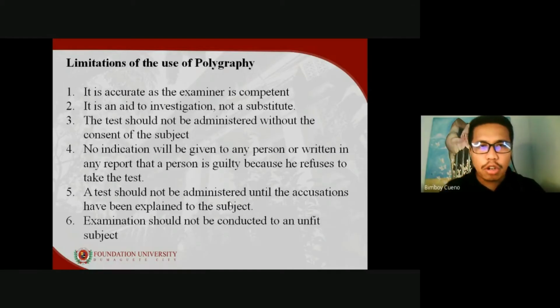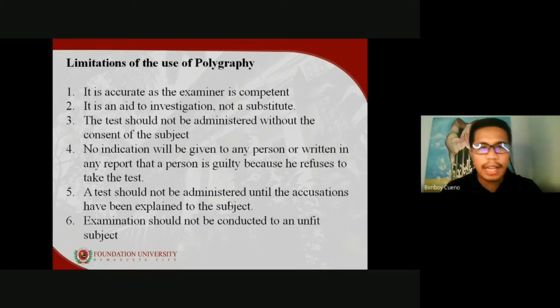Now, here are the limitations of the use of polygraphy. Hinumdumin ninyo ni ha. Muna yung mga limitasyon nga di sa paggamit sa polygraphy. It is accurate only as the examiner is competent. It is very important that the polygraph examiner is competent in the field of polygraph examination. Because if the polygraph examiner lacks training and experience in the field of polygraphy, what will happen is that the tracing or the accurateness of the result would be something that is questionable.